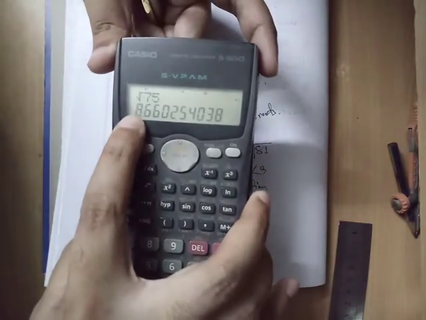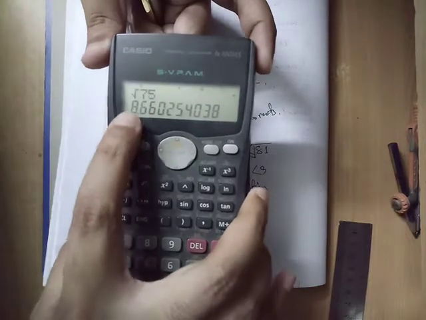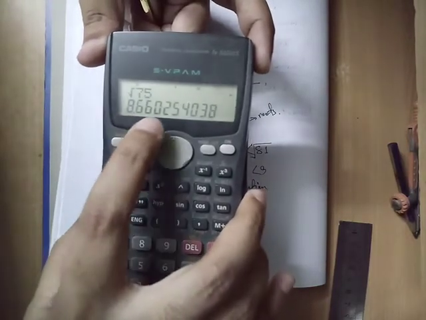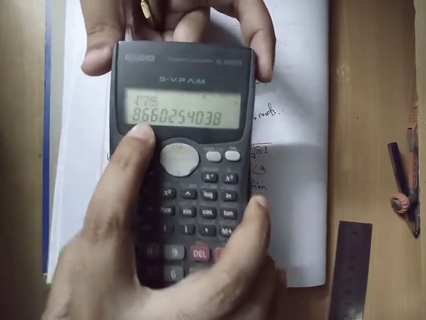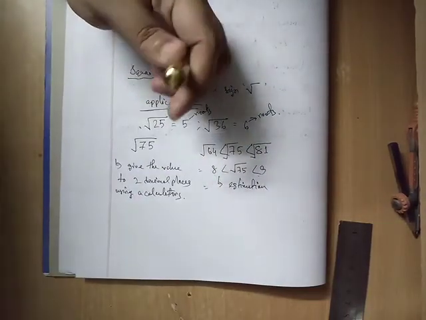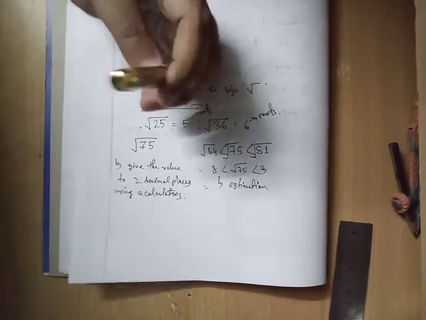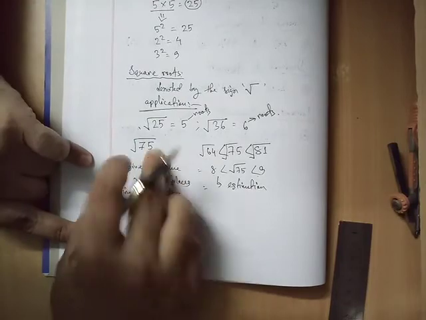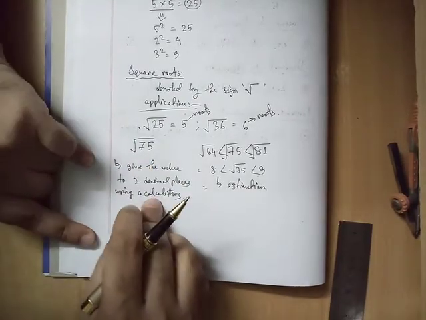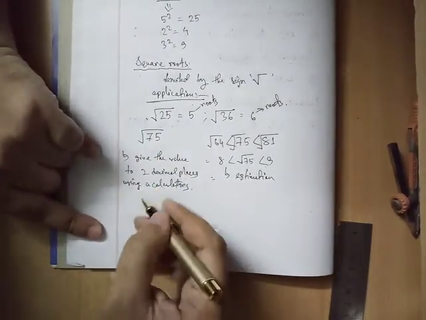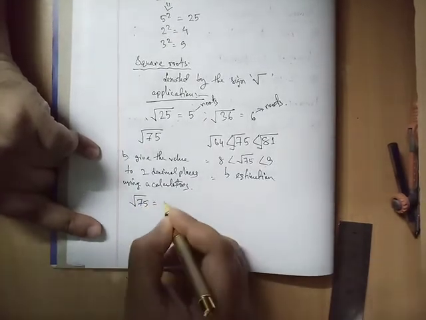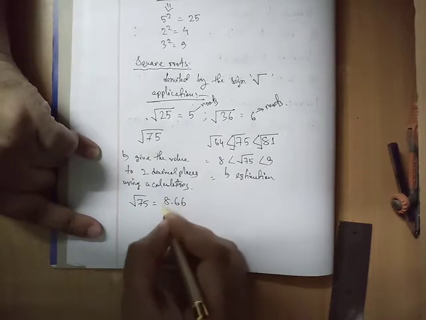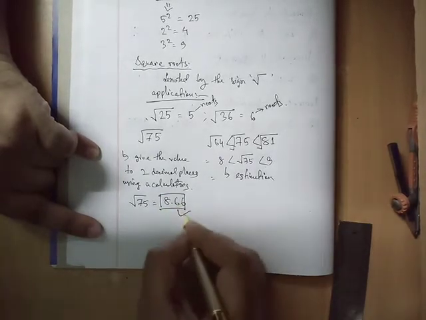So the questionnaire asked us to give the value to 2 decimal places. If we write 8.660, then two decimal places means 8.66. We don't even need to round it up, because after the 6 it was a 0, and we all know how to round a decimal number. So if I want to give the answer to 2 decimal places, root 75 gives us 8.66. So this is the answer.